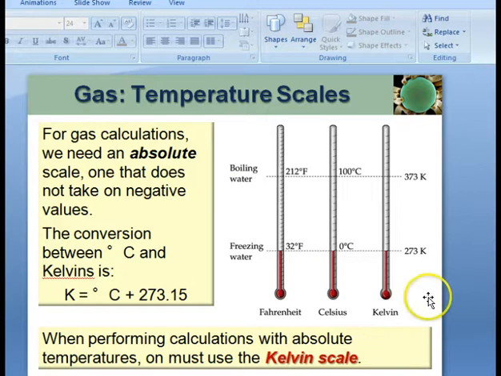Again, a quick review about converting between Celsius and Kelvin. We have 0 degrees Celsius, 100. Those two things we're familiar with and have been using for a while. Now what we need to do is familiarize ourselves with the conversion to Kelvin.